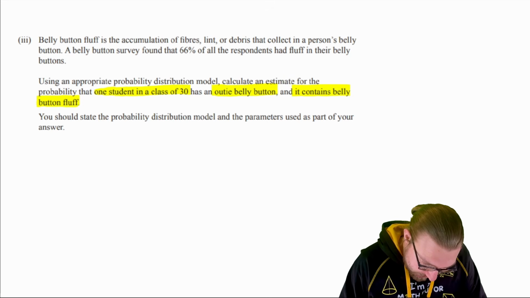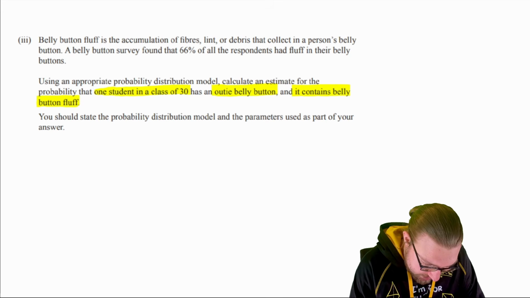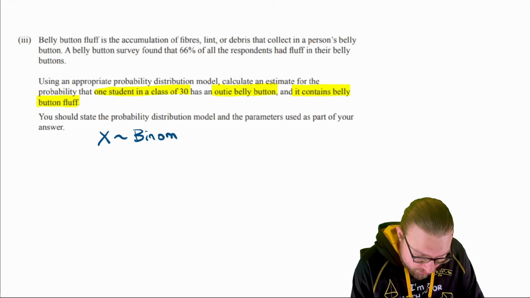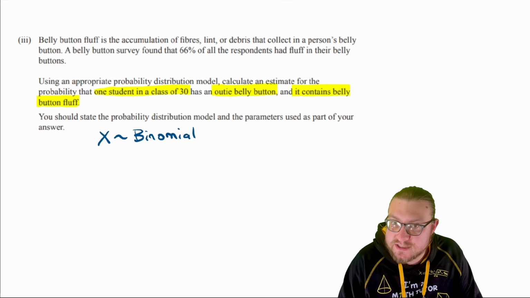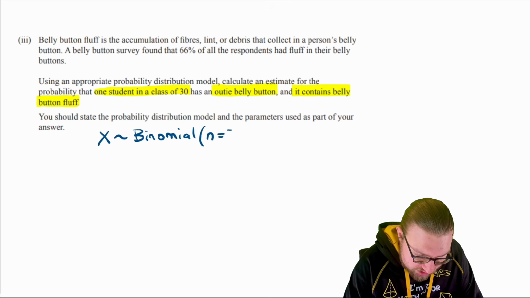So now we want an outie. Yeah, we already know this from the previous one. Here, X has distribution binomial. Again, binomial. Yeah, we have two outcomes. We have the same probability of success each time, and we have 30 students.